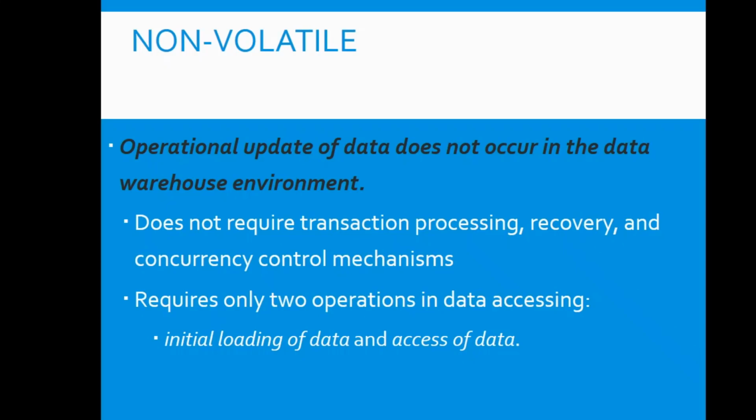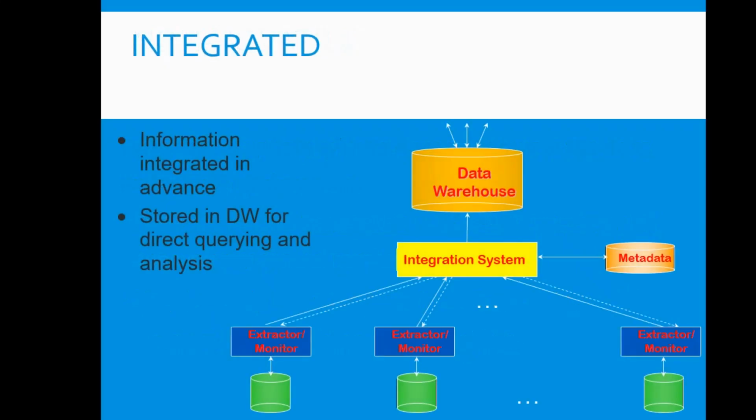It requires only two operations in data accessing. One is the initial load of data, and the other is access of data. This is what I call the ETL process: extract, transform and load. I repeat, extract, transform and load. What is extract? Extract the data. Then transform means removing the inconsistencies, and then load the data into the data warehouse.